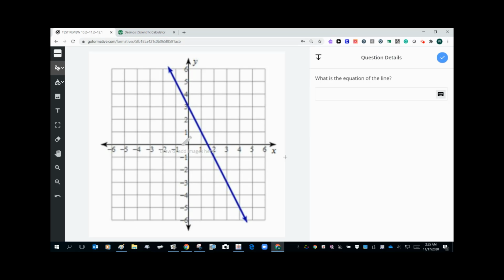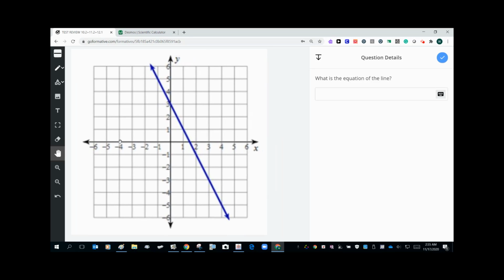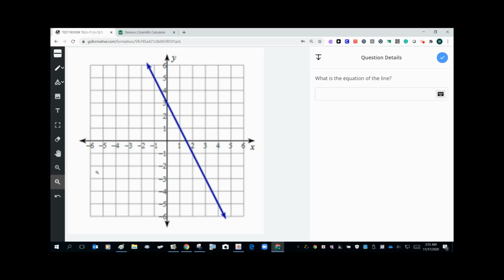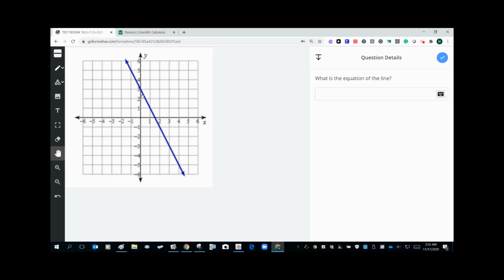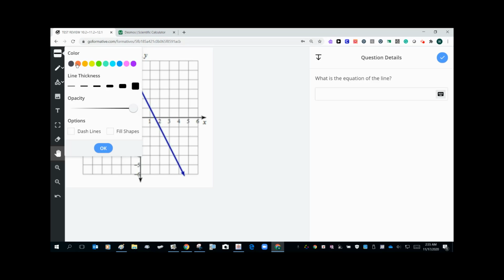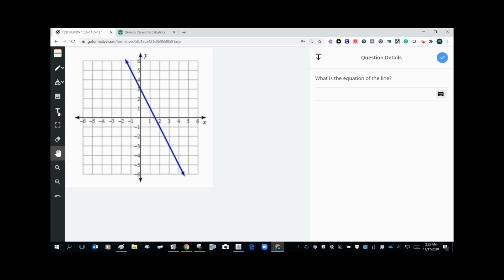On the first problem, I'm asked to find the equation of the line. So what I'm going to do is move this over here and make it a little bit smaller. This will give me space to write my work. I'm going to go ahead and change the color. The first thing I need to do is identify two good points. So right here I find one good point, and here's another one.